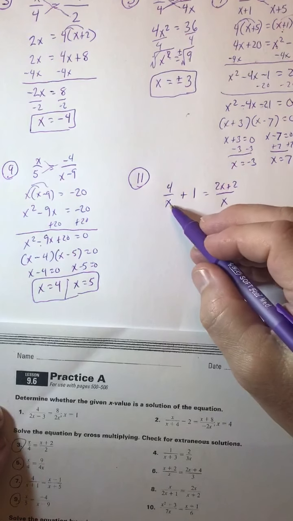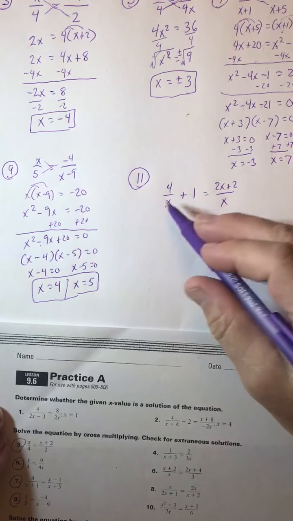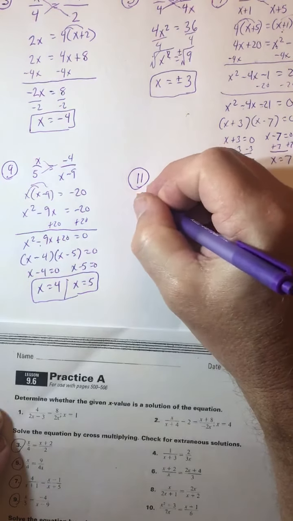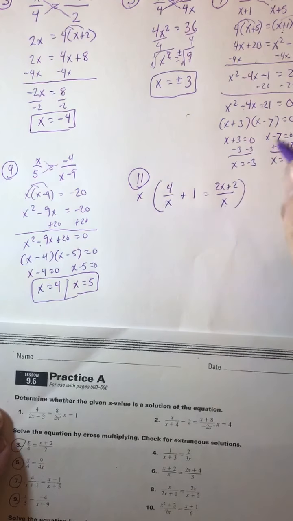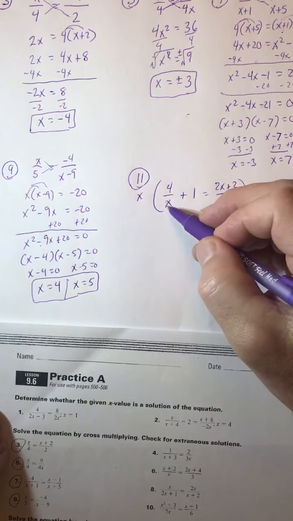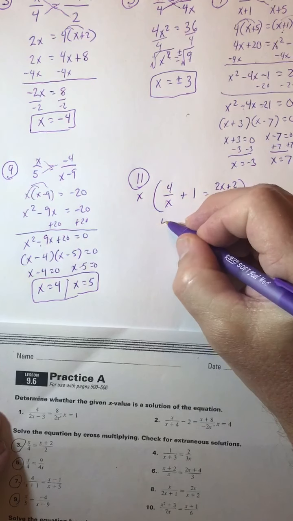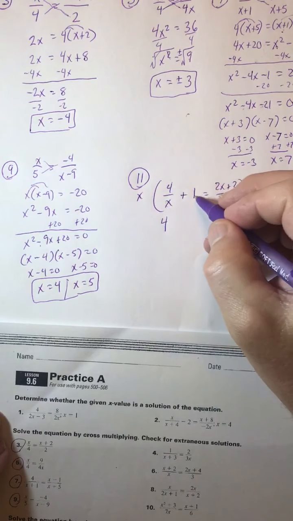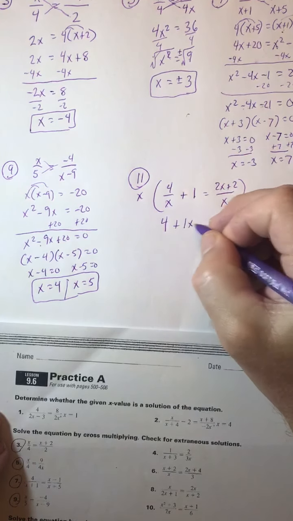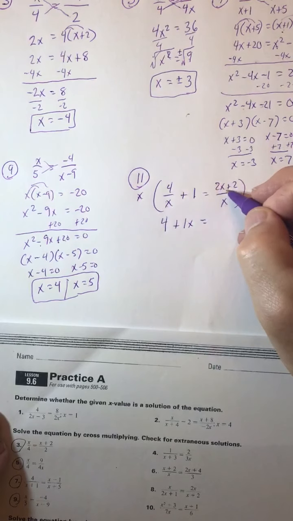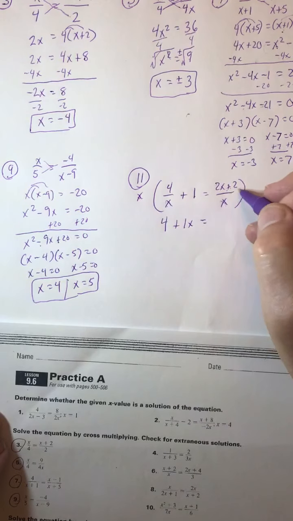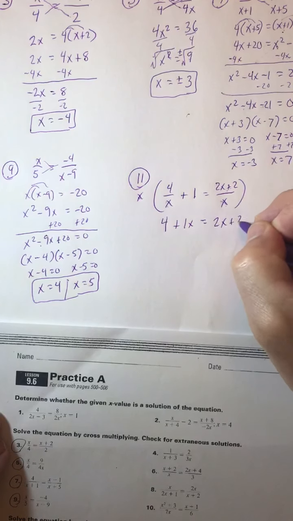Well, it's easy because I only have one denominator. So that's my common denominator. So I'm going to multiply everything by that x. All right, so the x's cancel out here, leaves me with a 4. Multiply x times 1 gives me 1x. Multiply x times this, and the x's cancel out, so it leaves me with 2x plus 2.